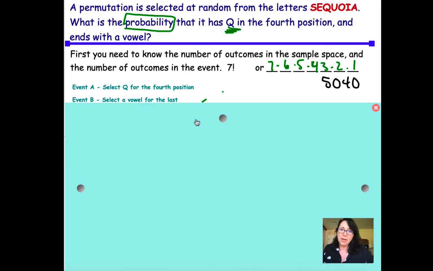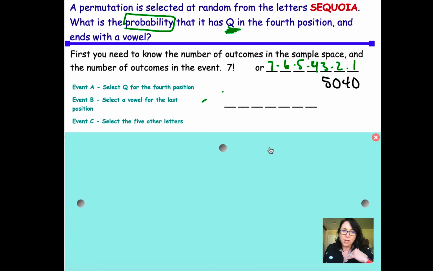All right, now we're going to set everything up. When we find the probability, remember, that's the number of events happening over the total number of outcomes. First, I want to select Q for the 4th position: 1, 2, 3, 4. I only have one option for that; it has to be there. Then I want to select a vowel for the last position. I've got 1, 2, 3, 4, 5 vowels, so I've got 5 options here.